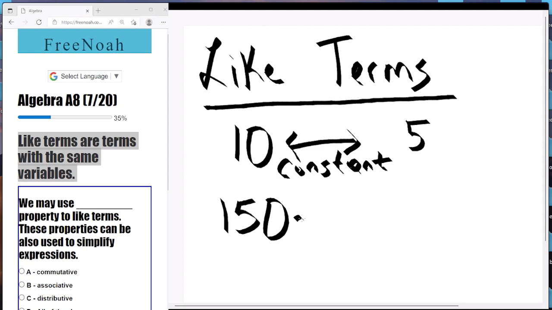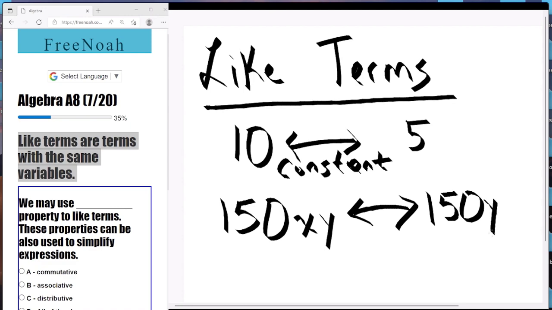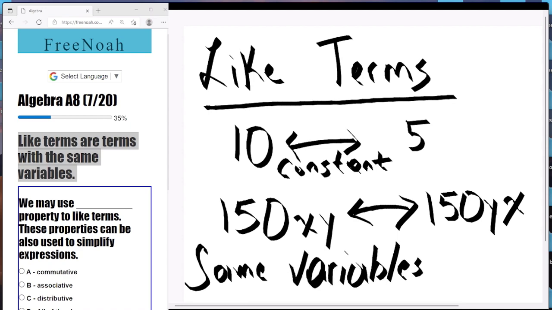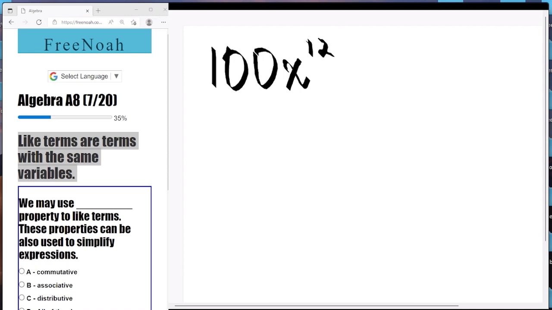How about 150xy and 150yx? Well, remember the rules of addition and multiplication: regardless of their order, they're still going to produce the same result. So 150xy and 150yx are like terms. Same variables and same powers, right?